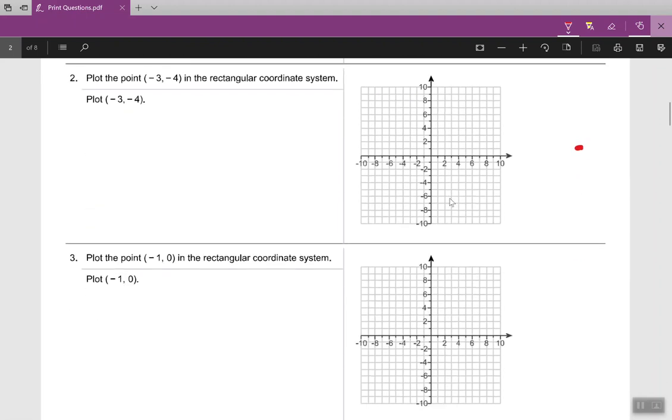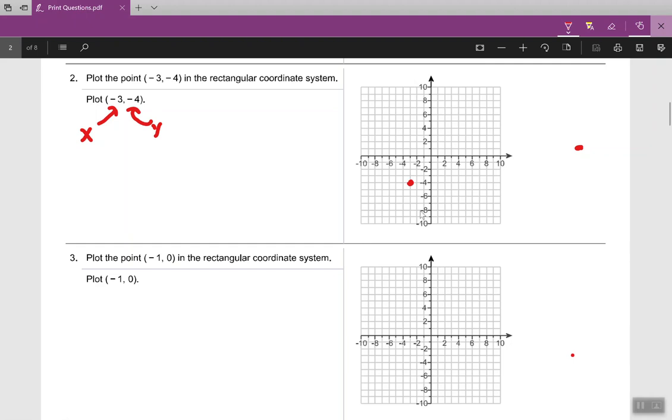Okay, same idea on number 2 here. -3, -4, left 3 places, and since the y is negative, we would go down 4 places from the origin. So from the origin, we would move left 3 places and then down 4 places. And that point will fall there.